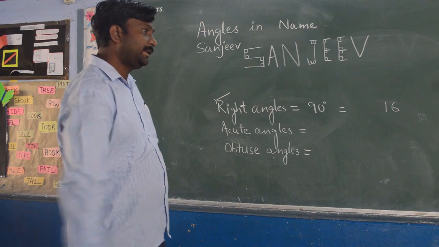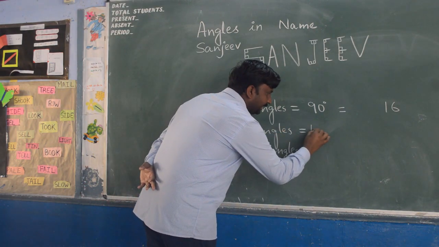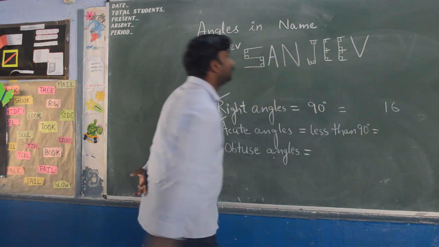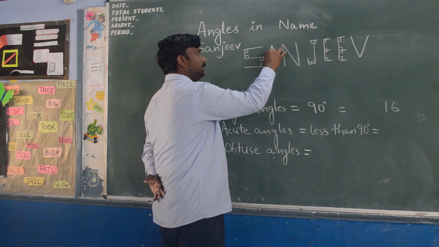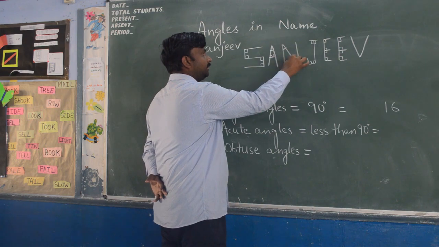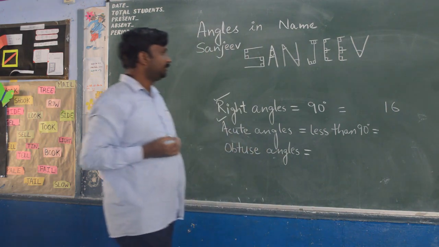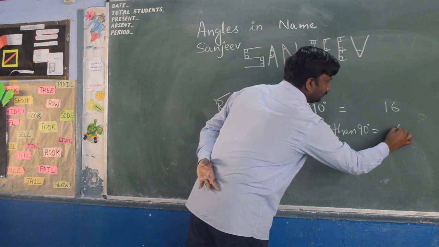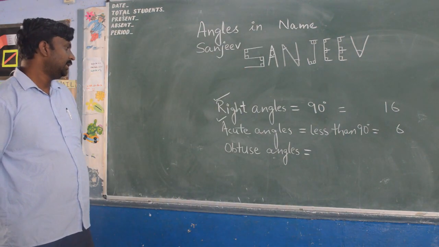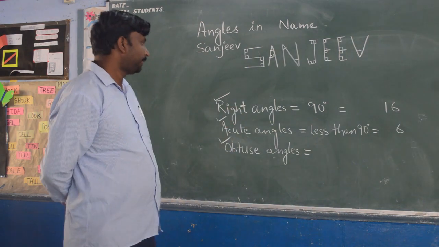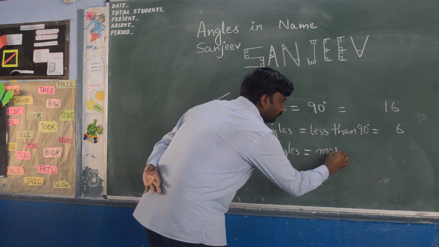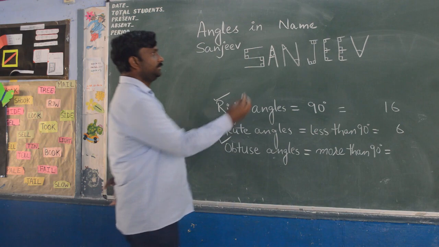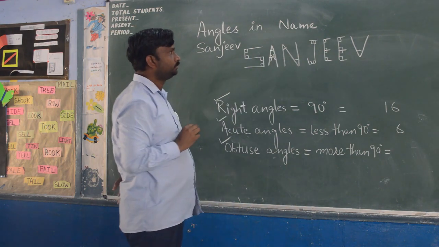Okay, so now count acute angles. An acute angle is less than 90 degrees. Okay, start. 1, 2, 3, and so on. That's all. Acute angles are 6. Now obtuse angles. Obtuse angles are more than 90 degrees. Okay. Now see: 1, 2. That's all.